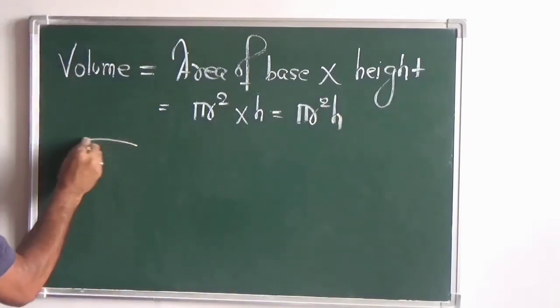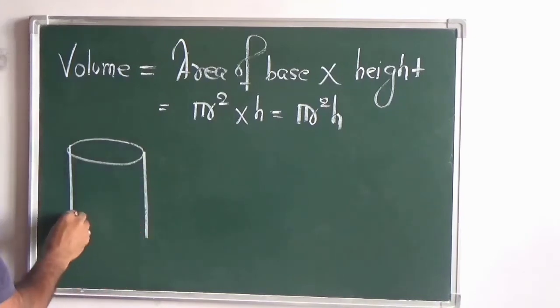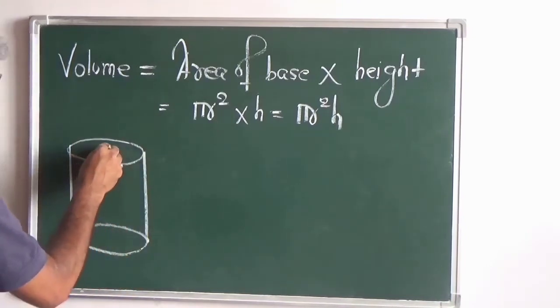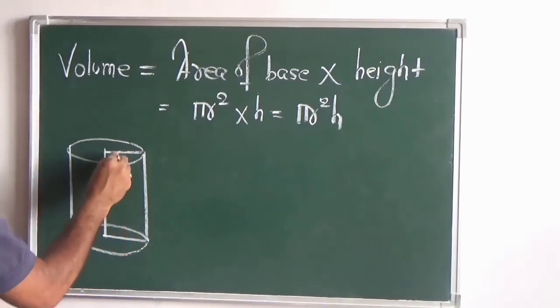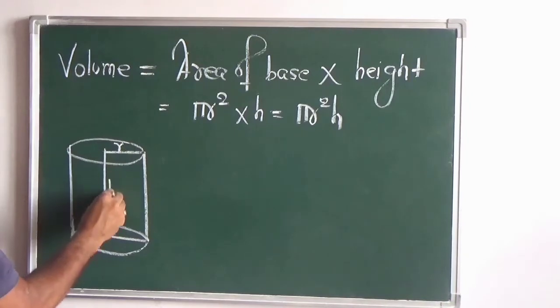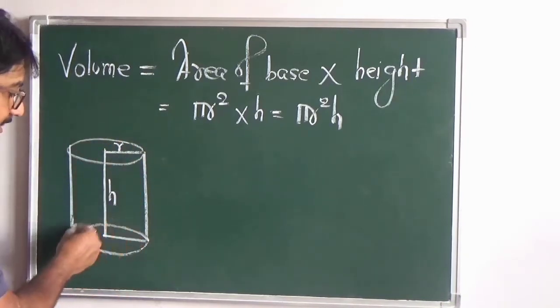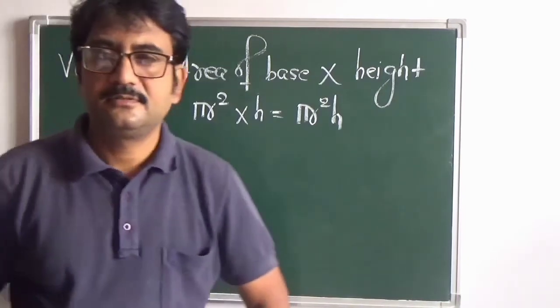If this is the cylinder, this is the radius r of the cylinder and this is the height. So these are the circular parts. The area is pi r square multiplied by the height.